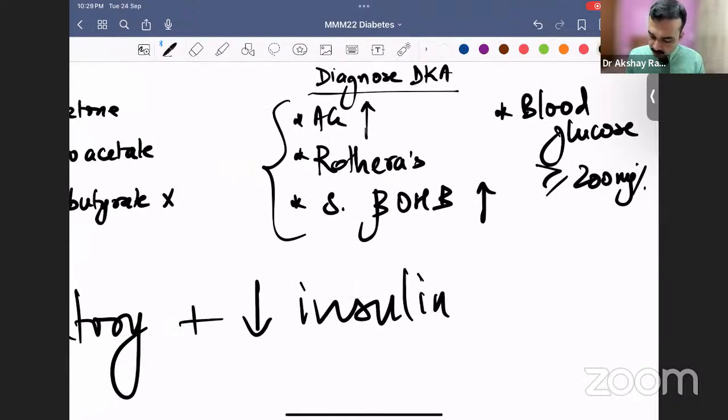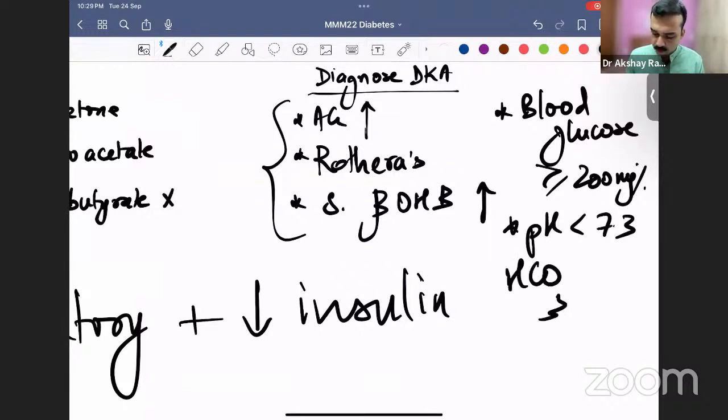Okay, and look at the pH. pH should be less than 7.3. Look at the serum bicarbonate level. It should be less than 18 milliequivalent per liter. So this much is enough to make a diagnosis of diabetic ketoacidosis.